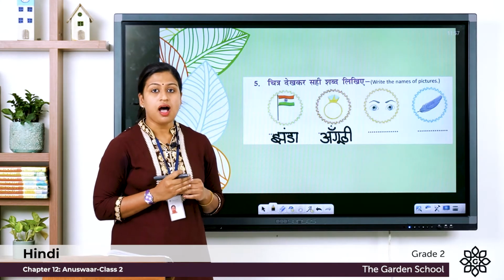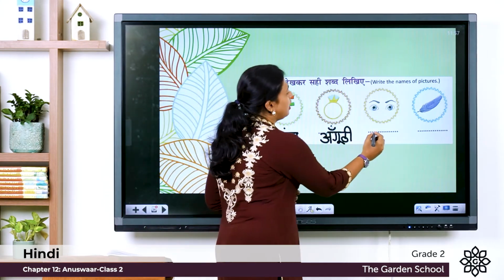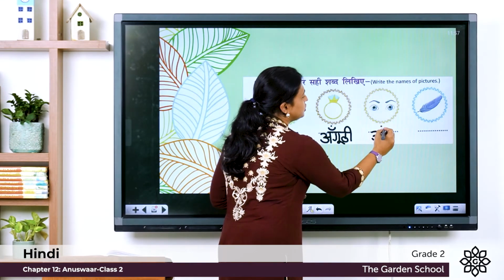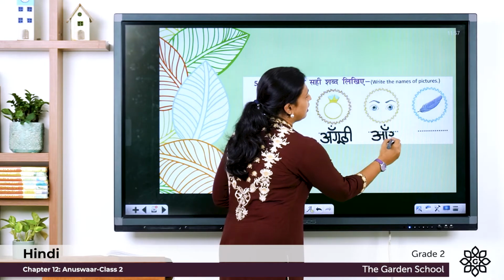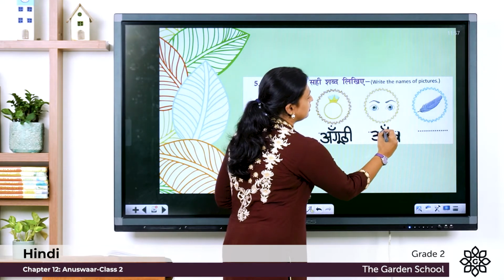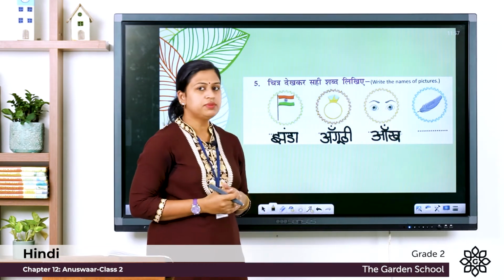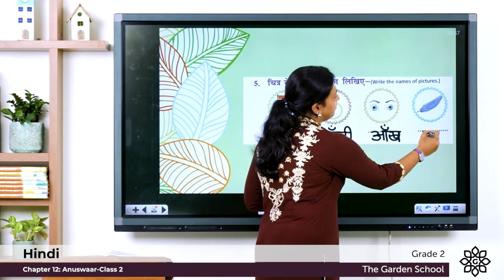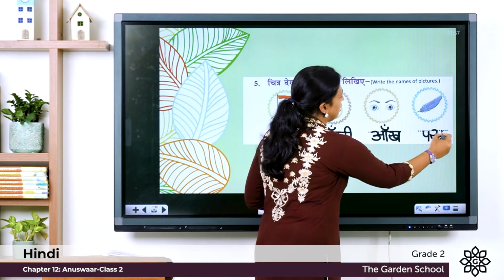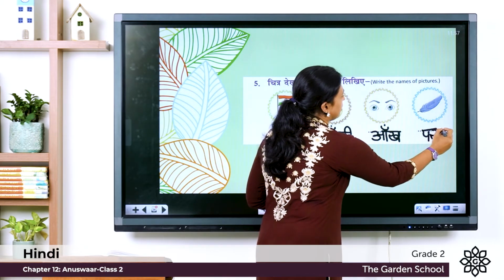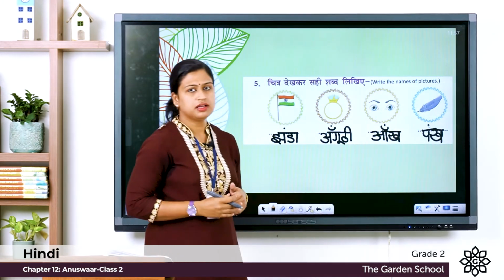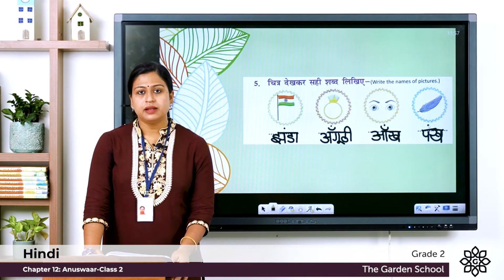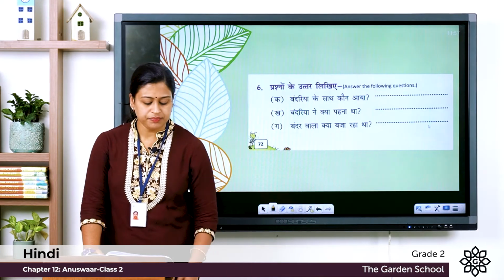Next one is Ankh. Ankh means eye. A, Chandra Bindu, and Kha, Ankh. The last one is Pankh. Pankh means wing. So Pa, Kha, and Anuswar symbol. So this is the fifth exercise. Now let's move on to the sixth one.